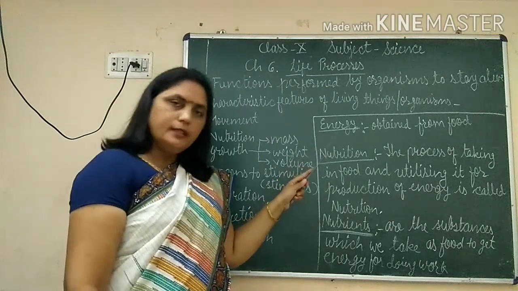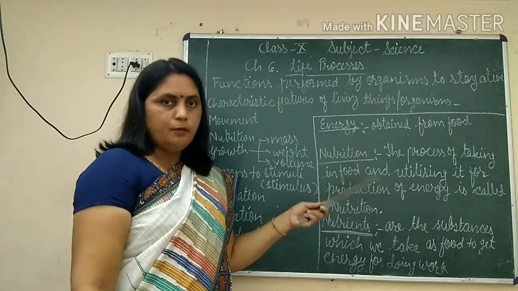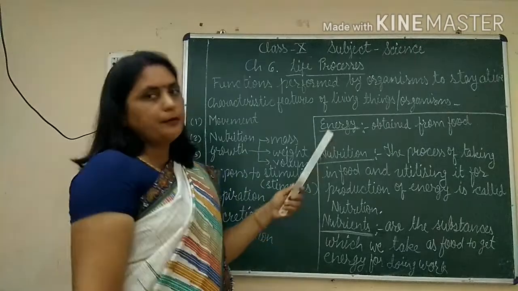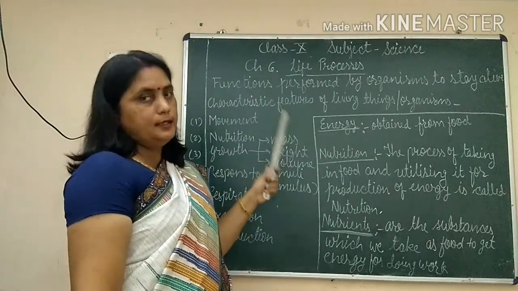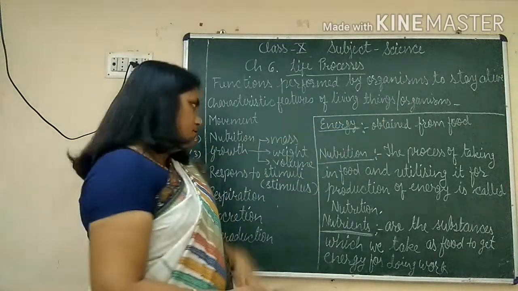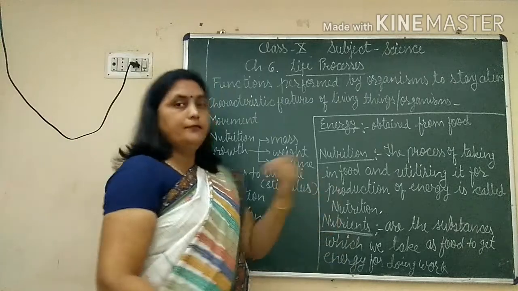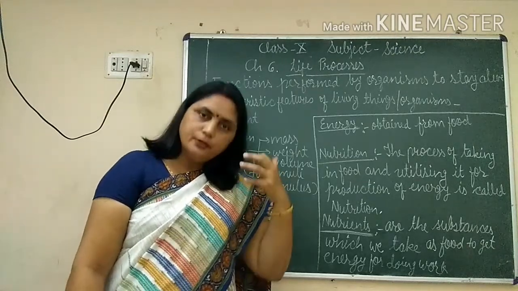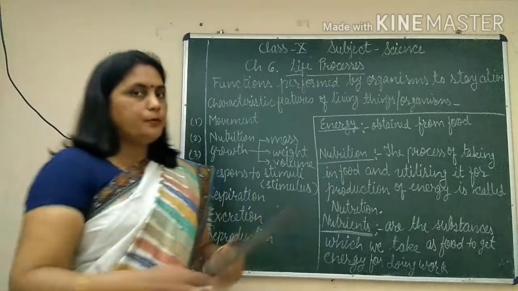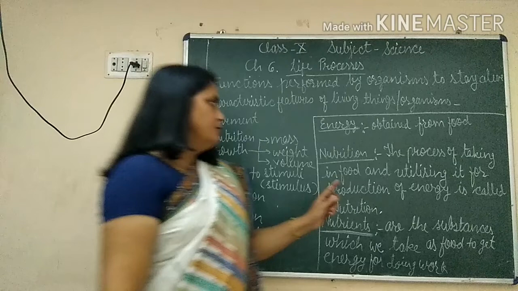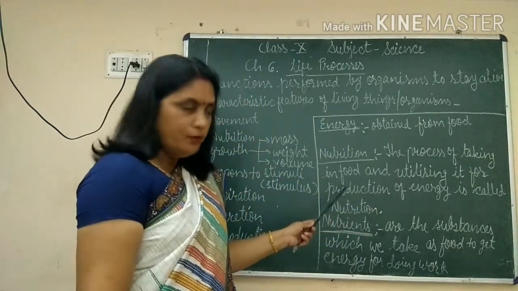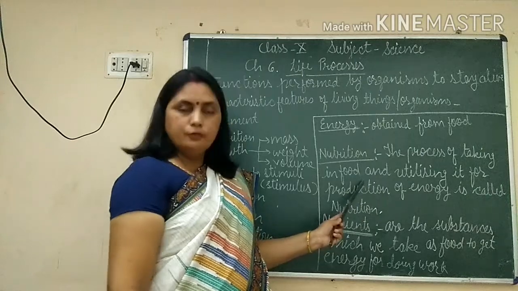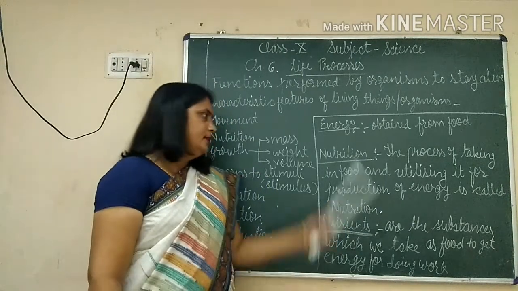Energy is required by all living organisms, whether they are plants, animals, small plants, small animals, big plants, big animals, unicellular, multicellular. All organisms need energy for performing their functions which are necessary for them to stay alive. Now this energy comes from food. We take in food, but this taking in food is not enough. There is a whole process by which we utilize this food to produce energy. This whole process is called nutrition. What is nutrition? Nutrition is the process of taking in food and utilizing it for the production of energy.